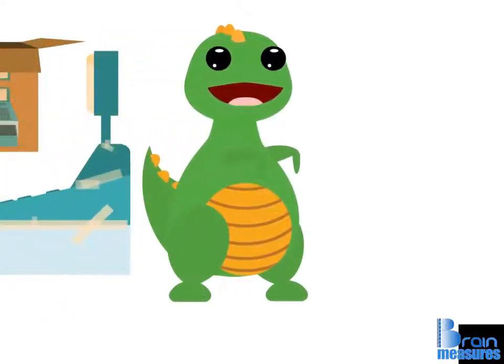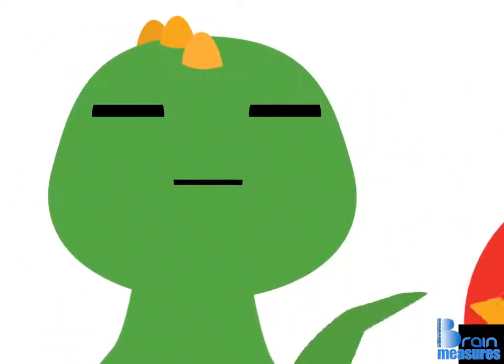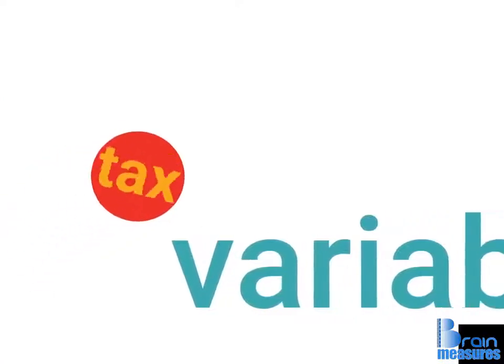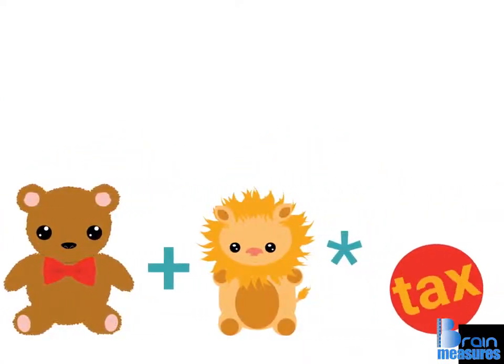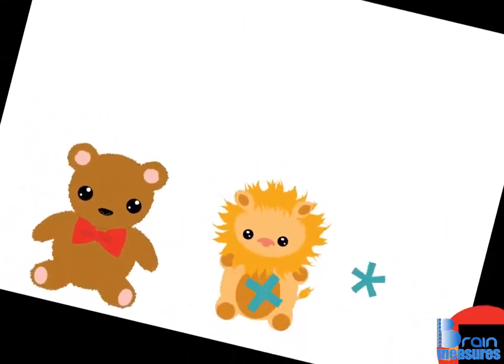It's time we add the tax rate to our cash register. We're going to use a variable to store the tax rate and then multiply the sum of the two items by the tax variable. Before we do this, let's review a mathematical concept that might sound familiar to you.